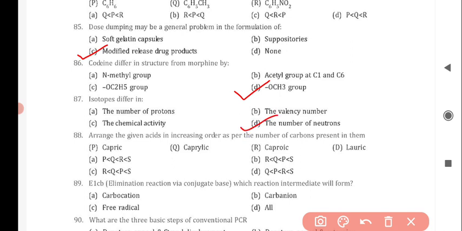Next question is, arrange the given acids in increasing order as per the number of carbons present in them. P is capric, Q is caprylic, R is caproic, and S is lauric. And the correct answer is option B, that is R is having the least, then Q, then P, and then S. S is maximum. Next question is E1CB, that is elimination reaction by conjugate base, which reaction intermediate will form? So the correct answer is option B, that is carbanion.